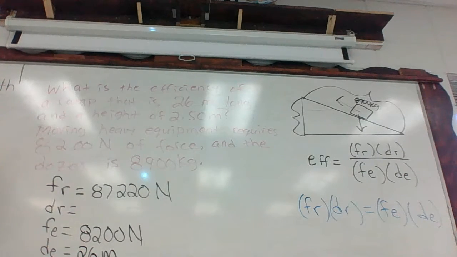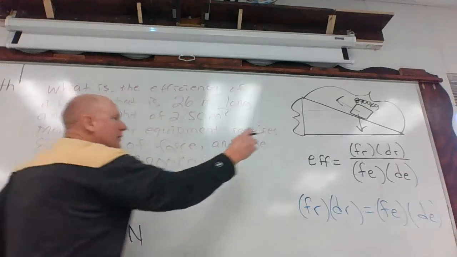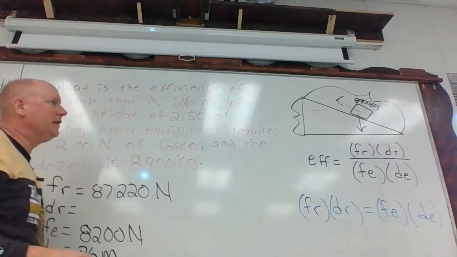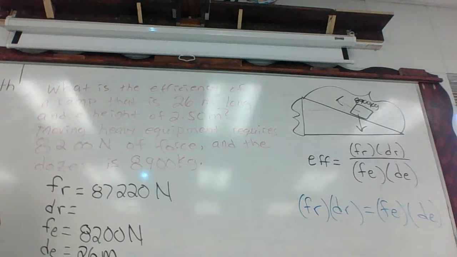Okay, and then this is a resistance from gravity. So what is the height of the ramp then? Not how long it is, but how high it is. 2.5 meters.